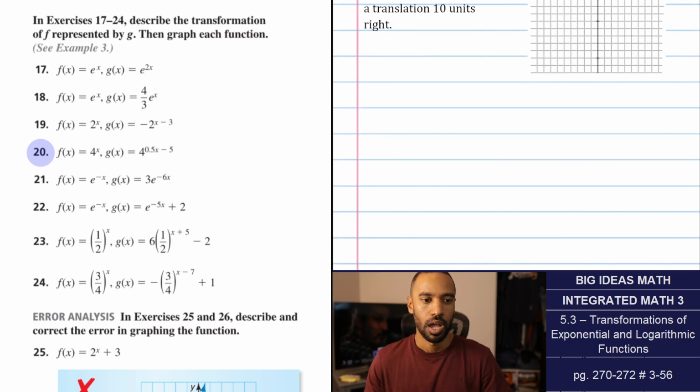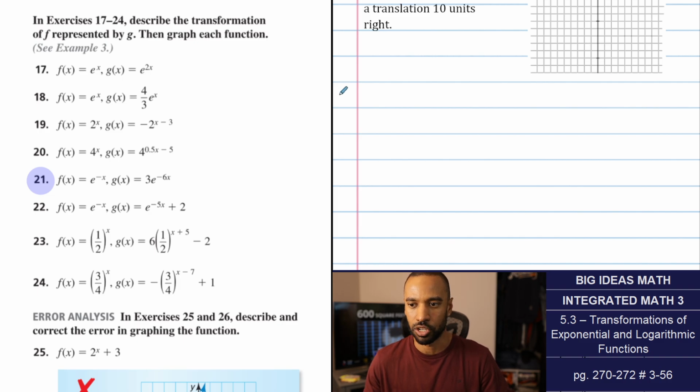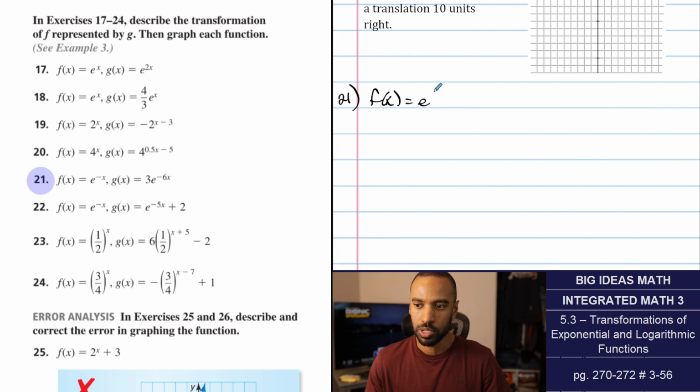All right, let's go to number 21. 21 and 22 are both e to the negative x. I'm going to steal that parent function again and just flip it over. So 21 is f of x equals e to the negative x.